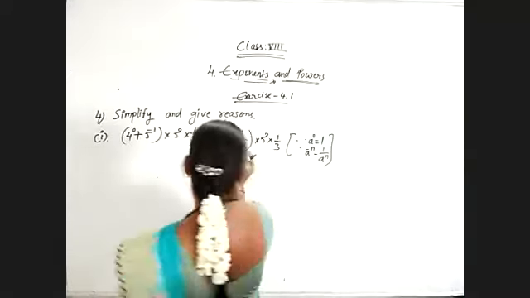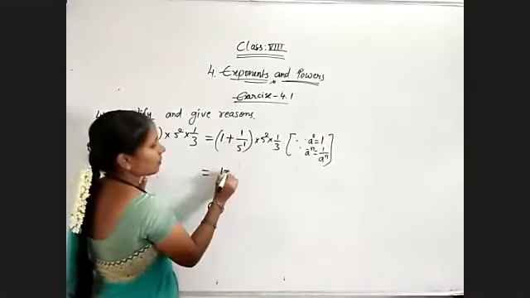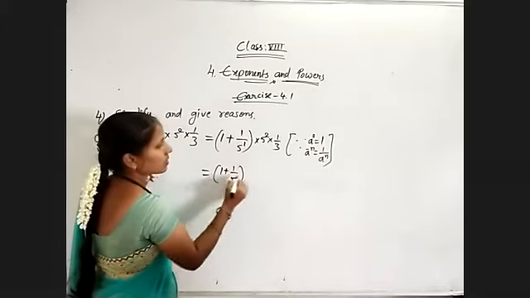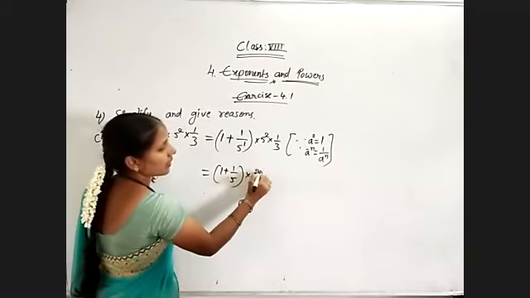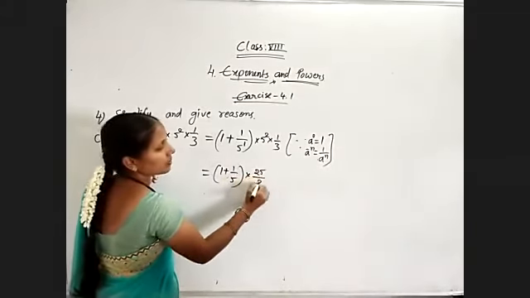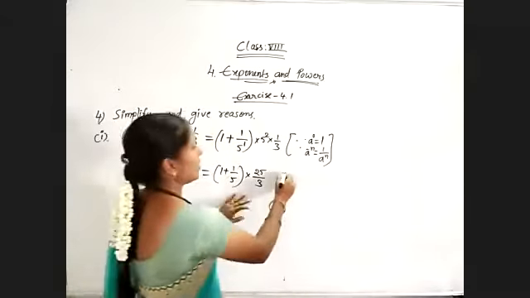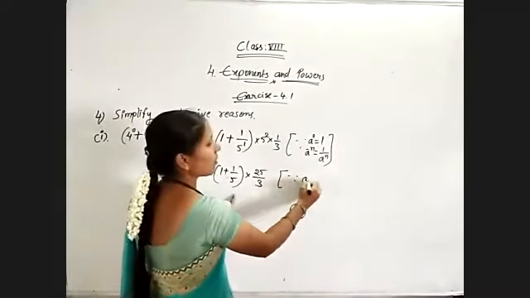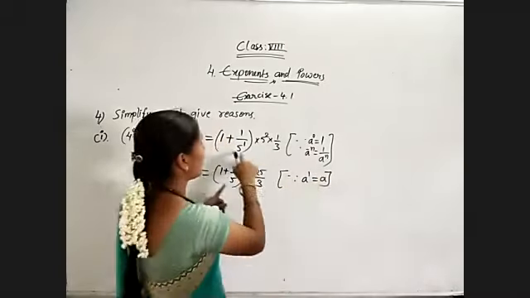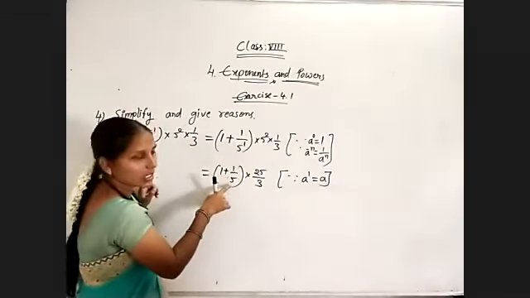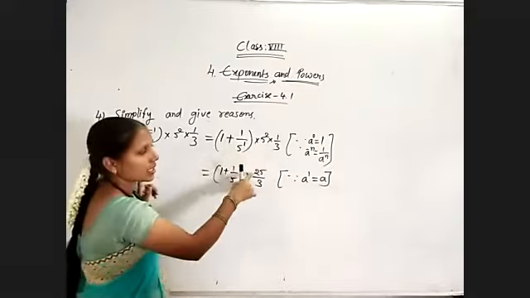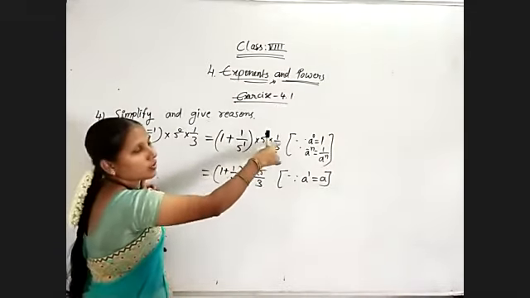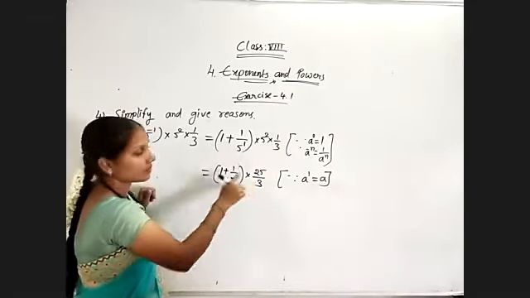Now coming to simplify the bracket: 1 plus 1 by 5 square is 25 by 3. Since any power 1 is equal to that number itself, 5 power 1 is 5 only. This change I have made. And 5 square is 5 fives are 25, into 1 by 3, that is nothing but divided by 3.